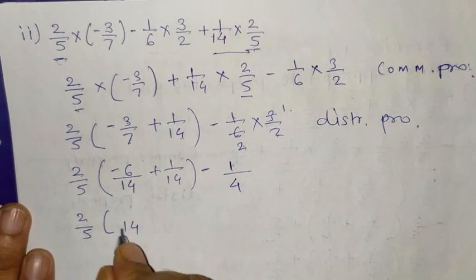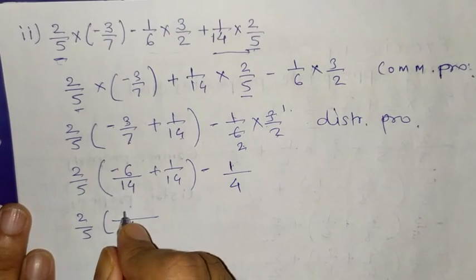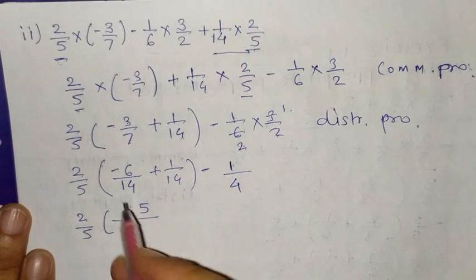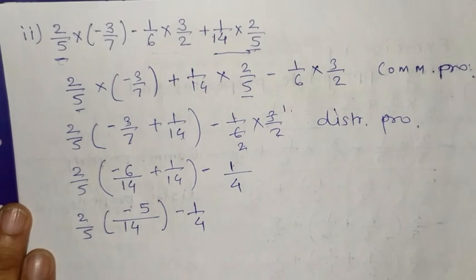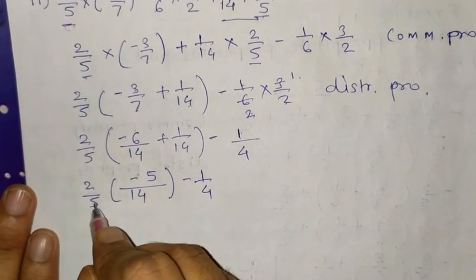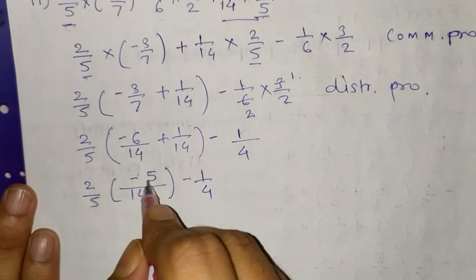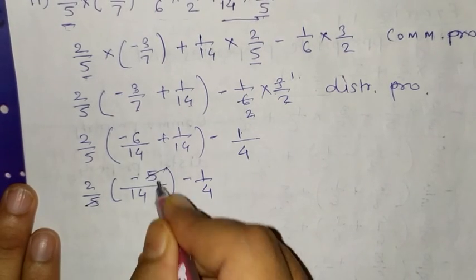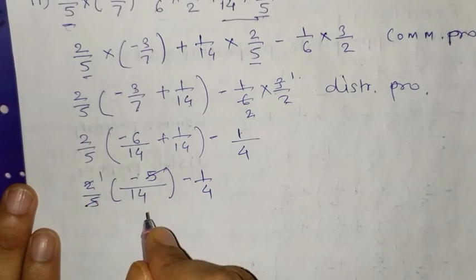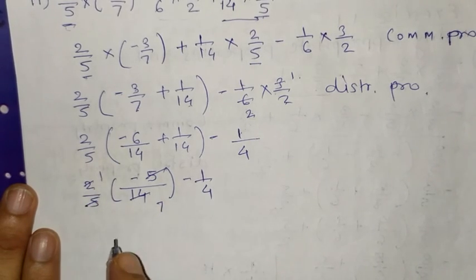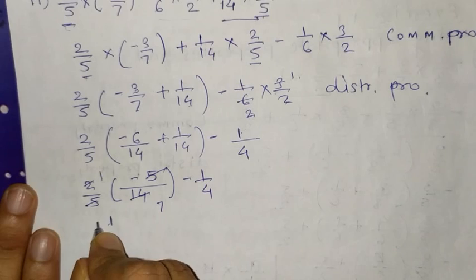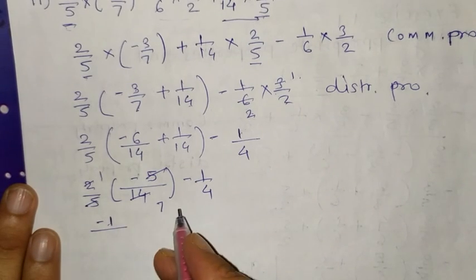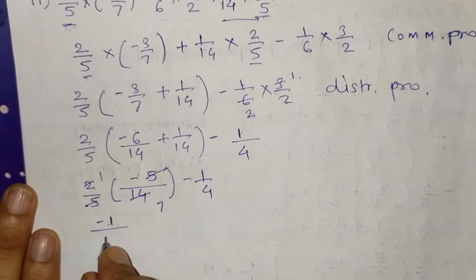Then 14, the denominator, is common. Minus 6 plus 1 is nothing but how much? Minus 5. We have minus 6 plus 1, it is minus 5. Then our next step, as I told you, here the denominator is 5, the numerator is 5, so 5 gets cancelled. And here 2 1s are 1, 2 7s are 14. Minus remains. So it is minus 1, and downside 7 is there, minus 1 by 4.